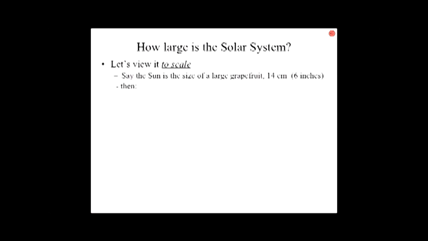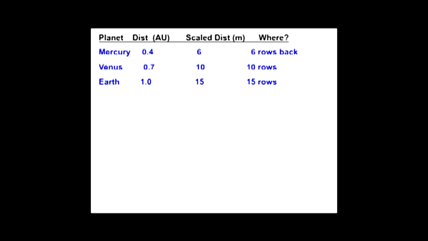And of course, if the grapefruit is 14 centimeters across, Mercury, Venus, Earth will be 6 meters, 10 meters. There's the 15 meters again. I walked up 15 rows. Do you still have the Earth? Okay, good. What about the rest of the solar system?